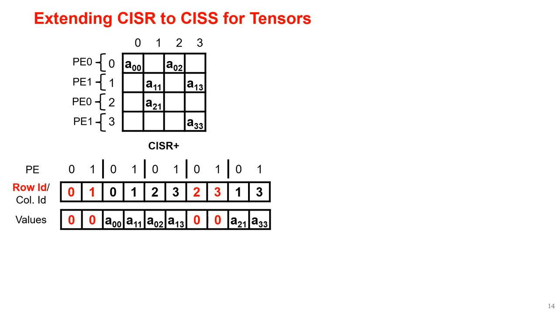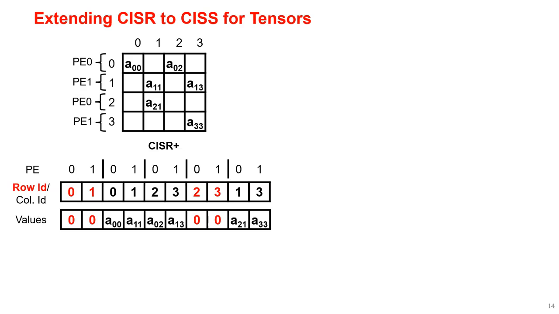So, although the CISR format helps achieve close to peak bandwidth, one of its major drawbacks is that it is not scalable. Because of the row length array, it requires centralized row decoding hardware to determine the row indices. To solve this issue, we modify the CISR format such that the row indices are directly stored in the format along with the column indices, and we call such a format the CISR plus format.